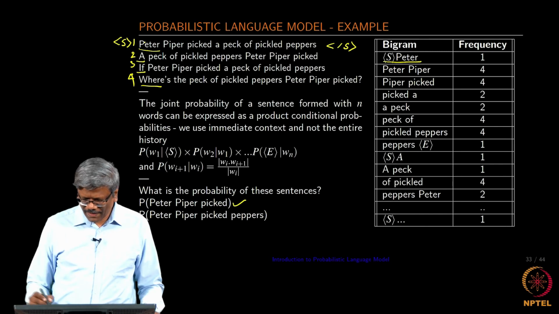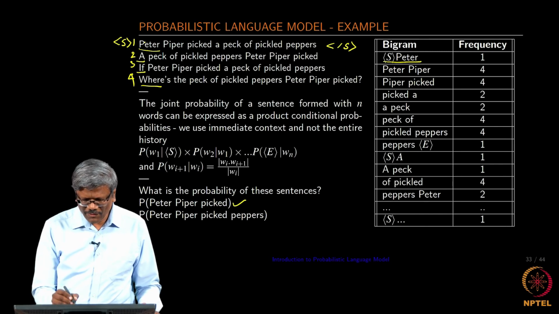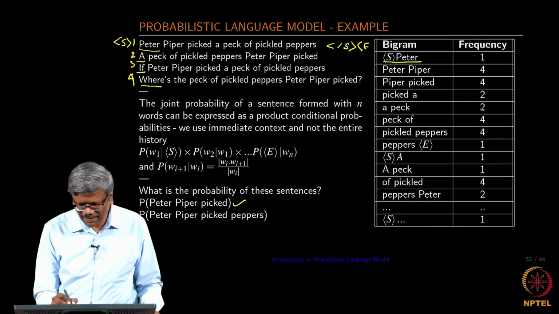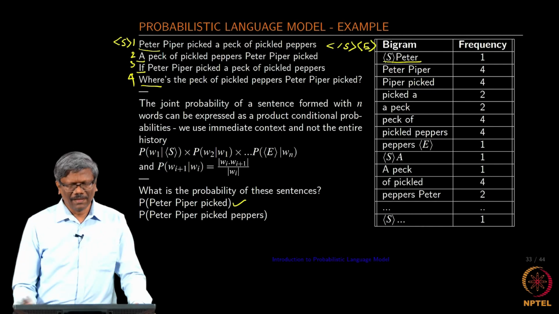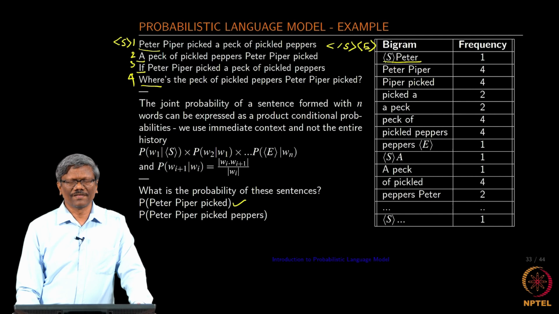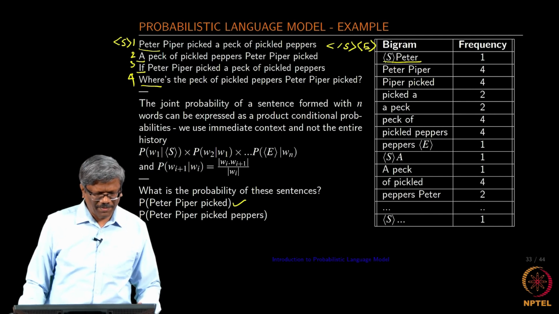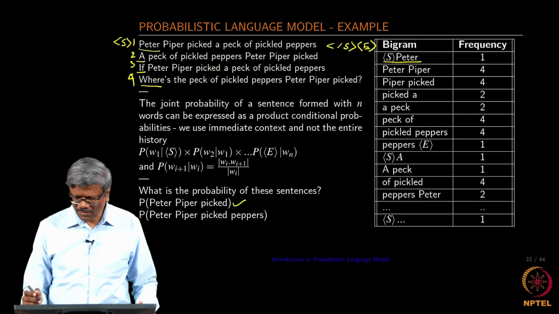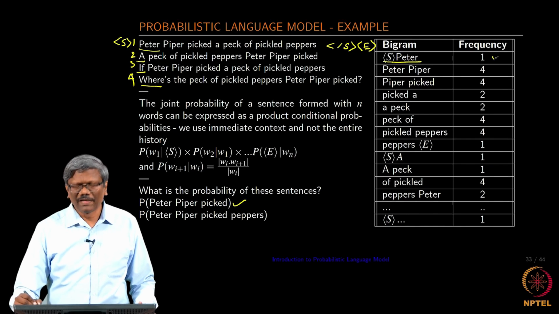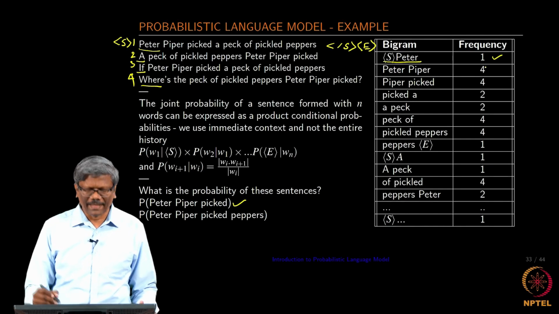Okay. So, there are two ways you can put it. The end symbol here I marked as capital E, or it could also be used as slashes as we use in the XML formats. Okay. So, what I have done is I have computed the frequencies of all those bigrams.